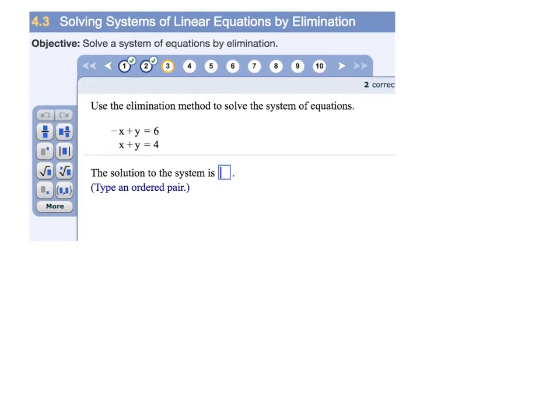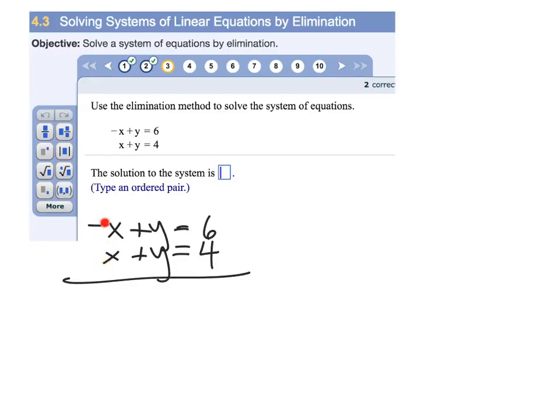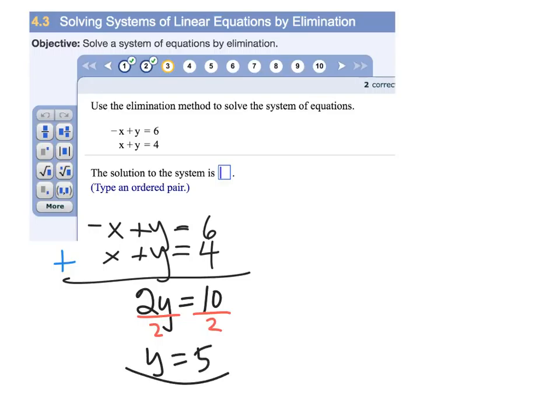So again, we're going to solve using the elimination method, and I'm going to start by copying the problem down. This time, however, you'll notice it's the x's that are opposites and that are going to cancel out. So we're going to add these two rows together, and the x's cancel out, leaving us with 2y is equal to 10. So I'm going to divide both sides by 2, and I end up with y is equal to 5.